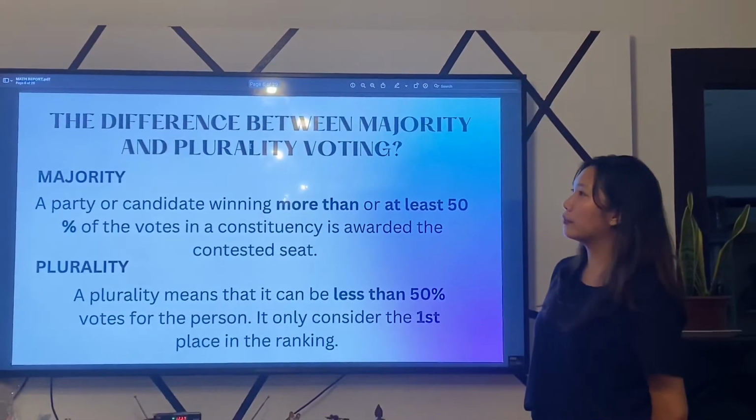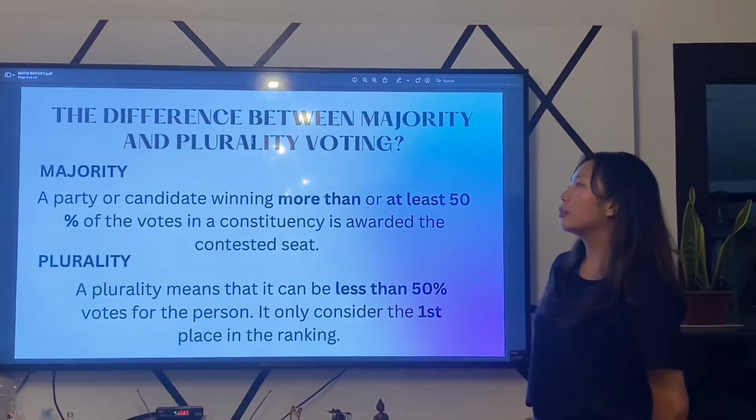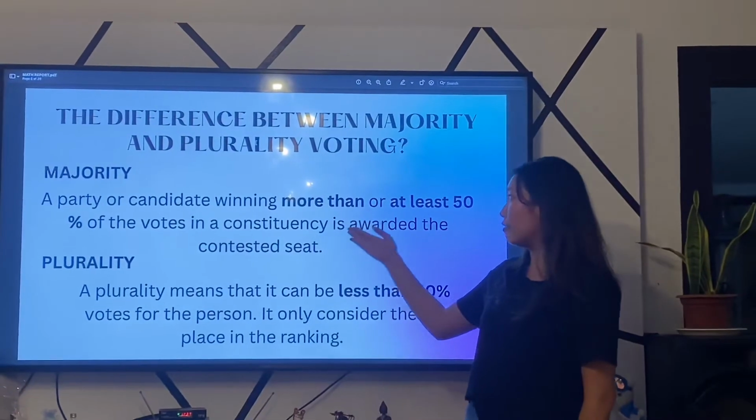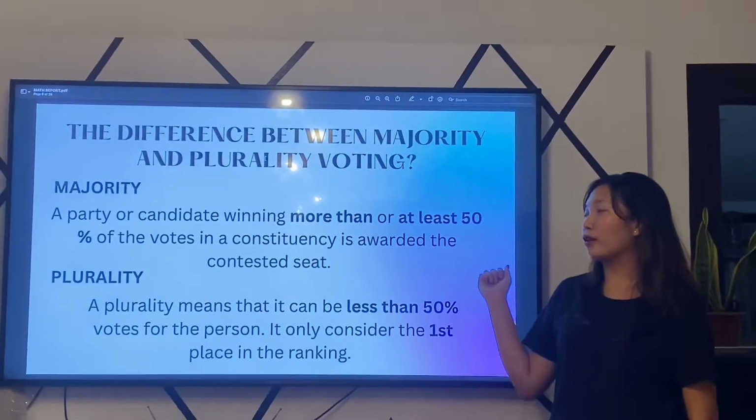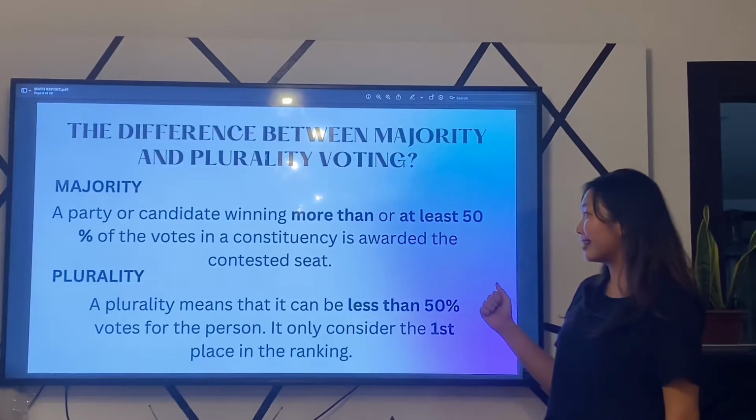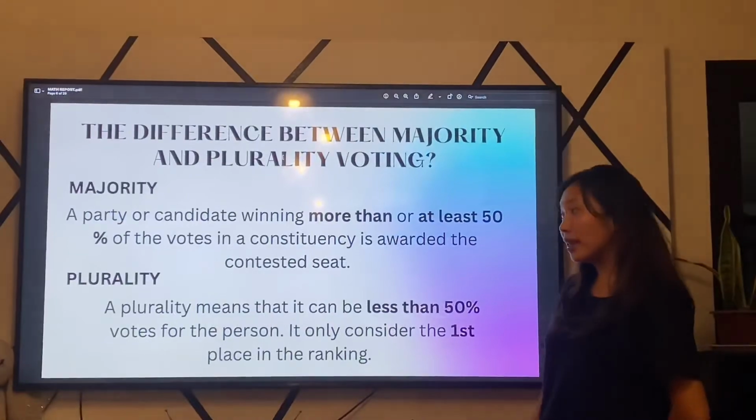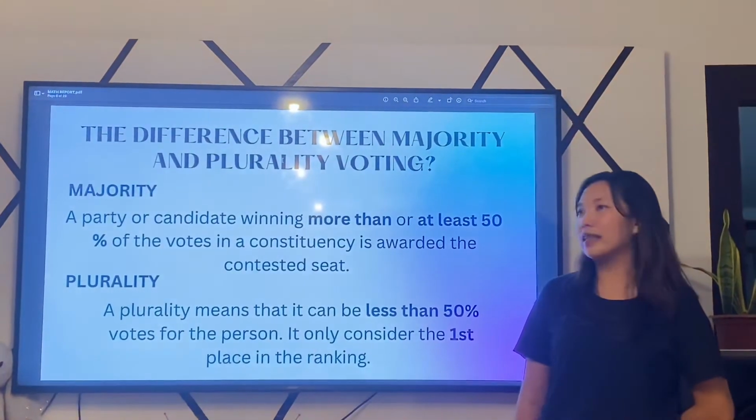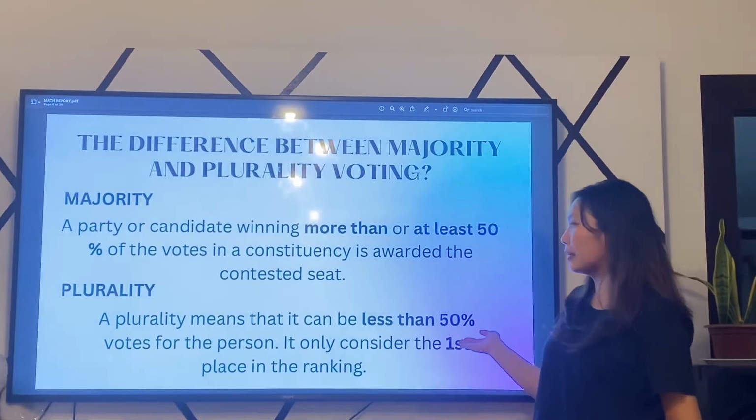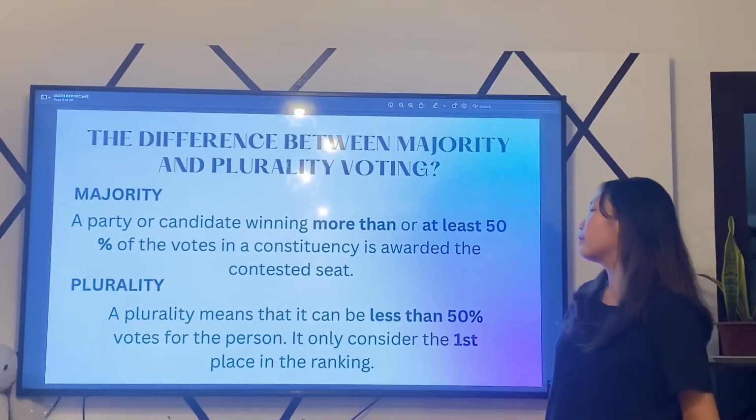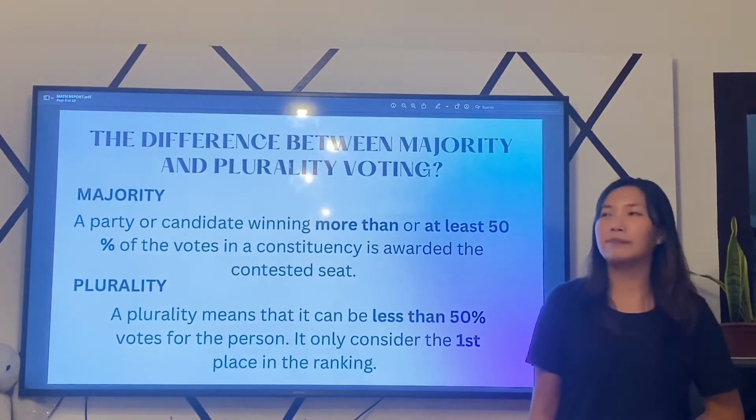So what is the difference between the two? Majority is a party or candidate winning more than or at least 50% of the votes in a constituency and is awarded the contested seat. While a plurality means that it can be less than 50% of the votes for the person, and it only considers the first place in the ranking.